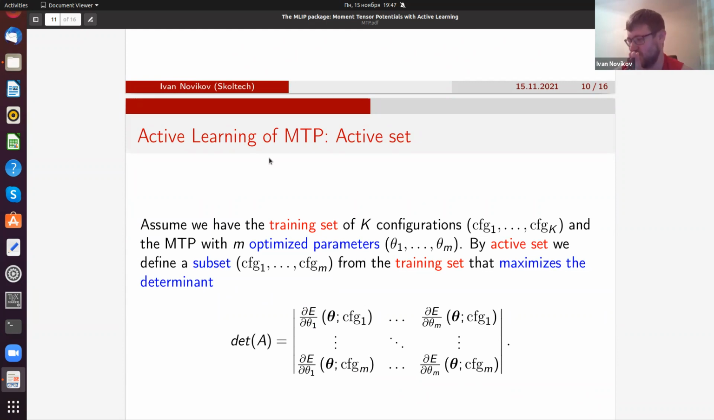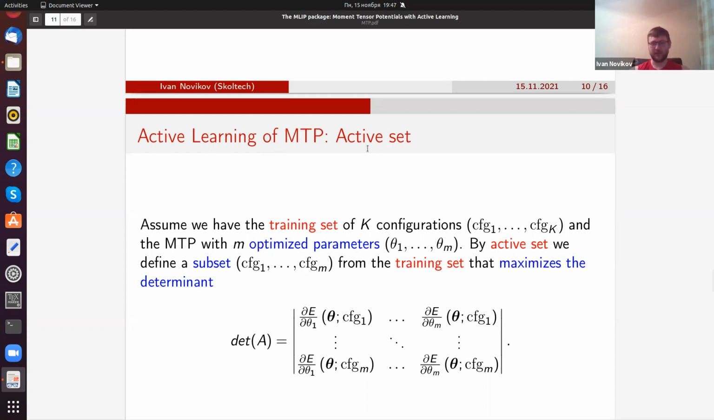In practice, we should somehow create a training set, and the active learning algorithm allows us to create the training set. And by the way, what should I emphasize? As I have already told, MTP is a polynomial potential. So when we deal with a polynomial, we will have extrapolation on the configurations. Most likely we'll have extrapolation on the configurations that were not included in the training set.